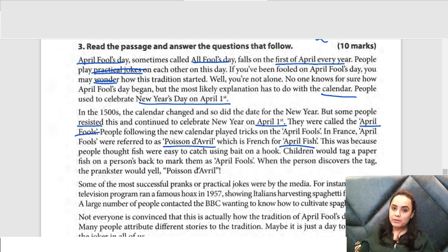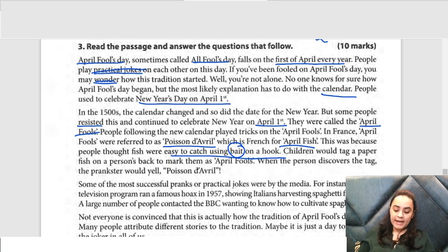Now, why were the people in France known as April fish? This was because people thought fish were easy to catch using a bait on a hook. So people believed that if they go fishing with a bait on the hook. Now, what is a bait? Bait is something that is used by people to trap somebody or something. So here the people believe that if they attach some bait onto the end of their hook, it will be easier for them to catch a fish. And such people who believed in this ideology were called April fish.